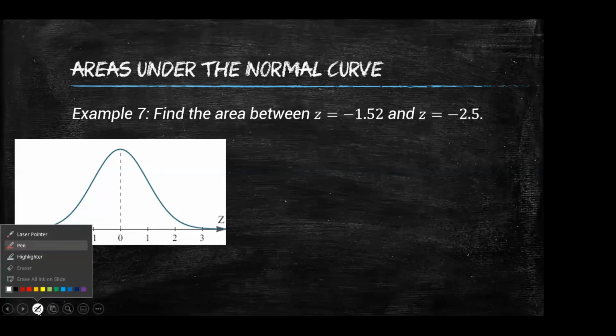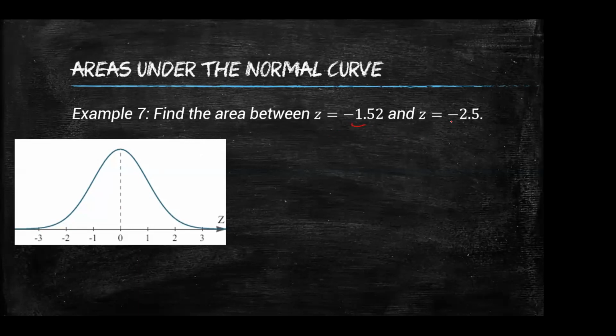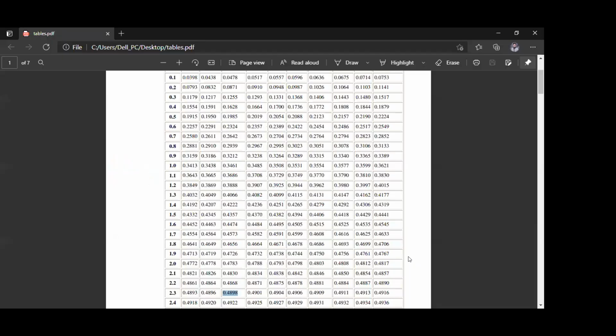Bale, given yung dalawang z-scores, hahanapin natin yung gitna nila. The first case is that pareho yung sign. Parehong negative or parehong positive. Okay? So we have negative 1.52, ito. And ano yung isa? Negative 2.5. Now we will find the value of negative 1.52 and 2.5.